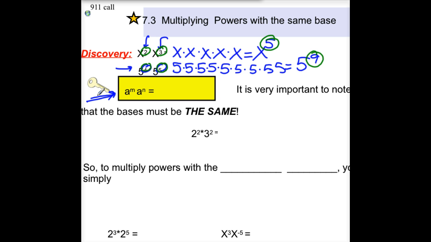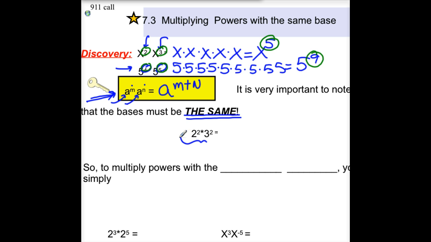So when we put this in property notation, this applies for any base. We're going to call that A. And then we have got 2 exponents here. And what did we do with those? We added them. So our first property here is that when we multiply, we add the exponents. But it's very important to note that the bases have to be the same.